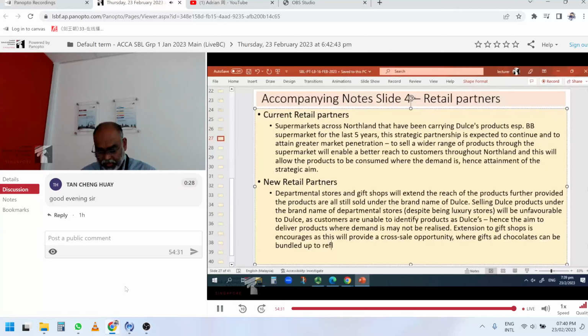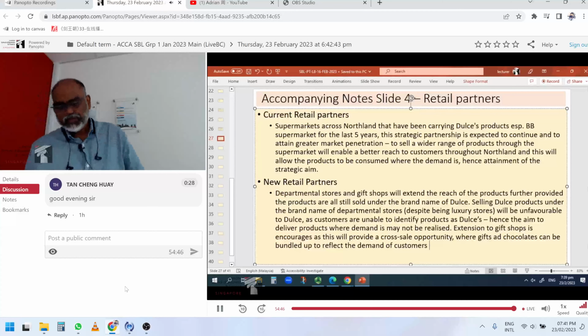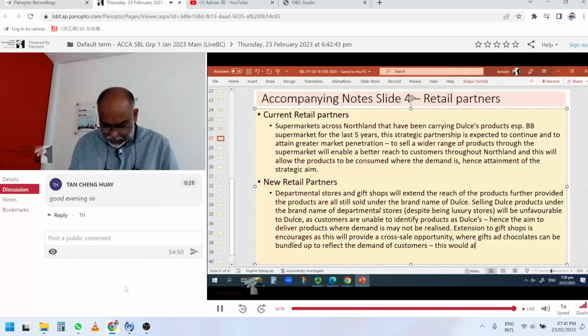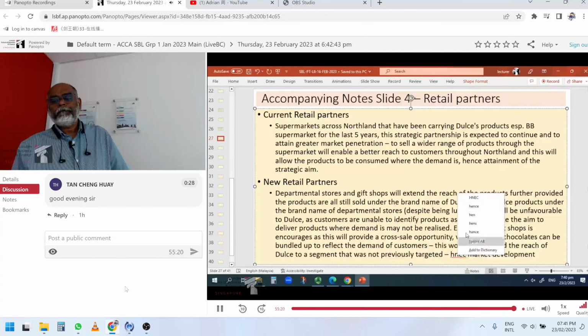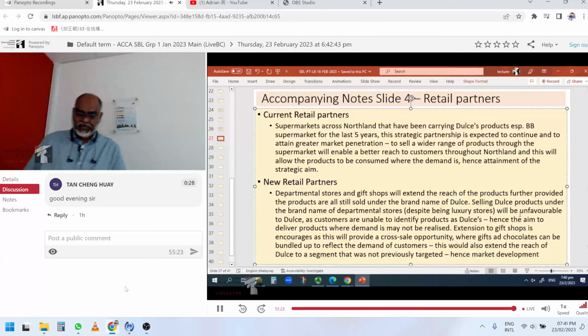Up to reflect the demand of customers. This will also extend the reach of Dulce to a segment that was not previously targeted, hence allowing a kind of market development.